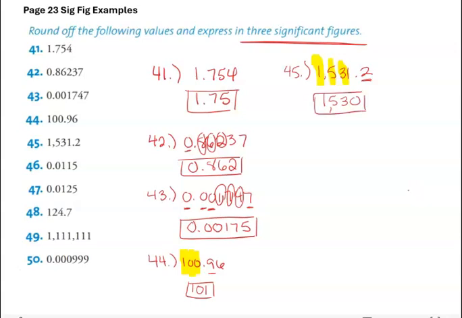Because we couldn't leave it as 153, because that's a totally different number. The 1, the 5, and the 3 are our significant numbers, but we have to have that 0 as a placeholder.